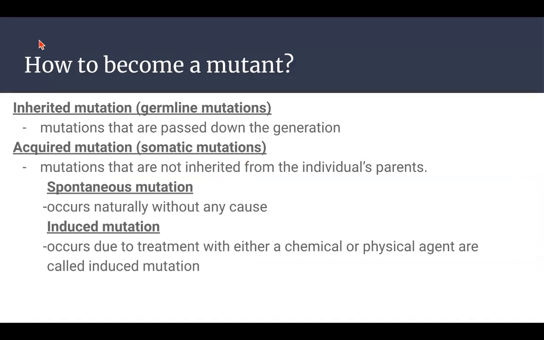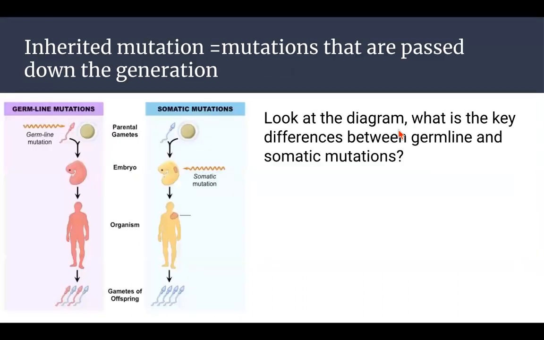Now, how do you become a mutant? There are two ways. You can either inherit it from your ancestors, from your parents, or it can be acquired on your own. So your parents don't have them, but you have acquired them during your lifetime. So let's look at the first one, inherited mutations. Inherited mutations are being passed down the generations.